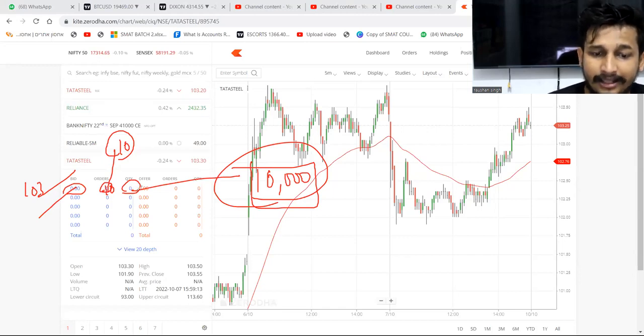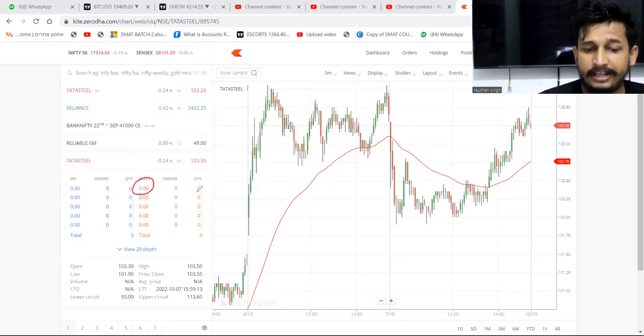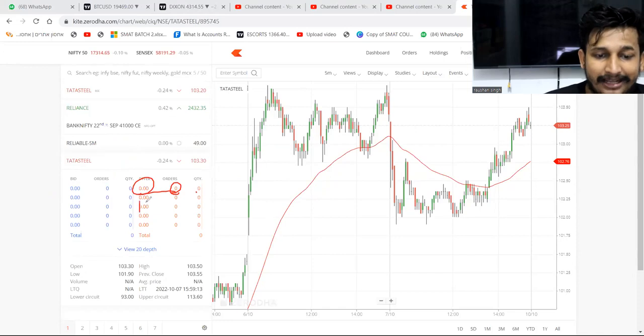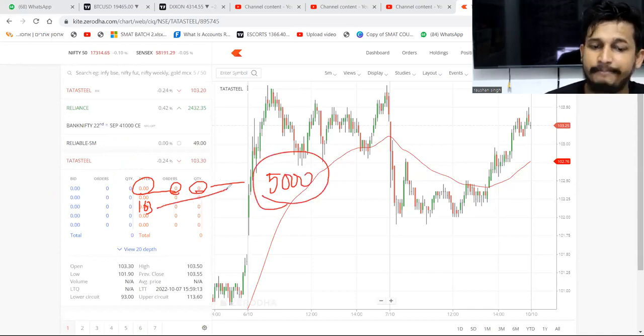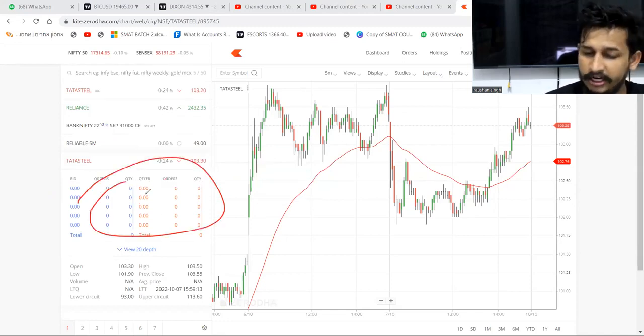Here the offer shows how many people are willing to sell Tata Steel at, let's say, 103, and how many quantity, let's say in total at this price 5,000 quantity have been placed. We don't really need to do anything with this market depth. It is of no use.